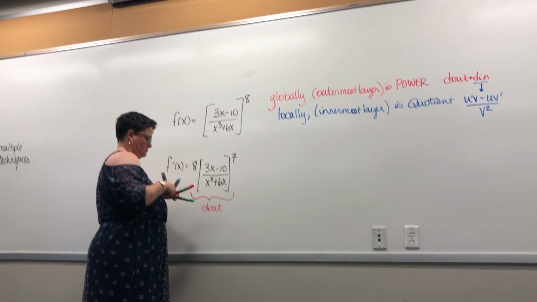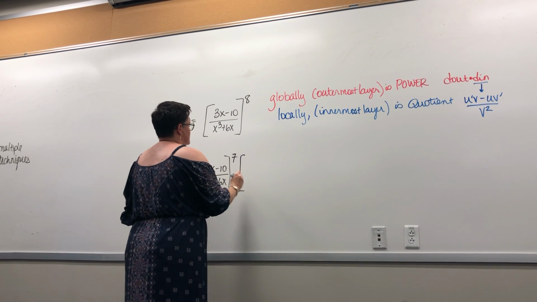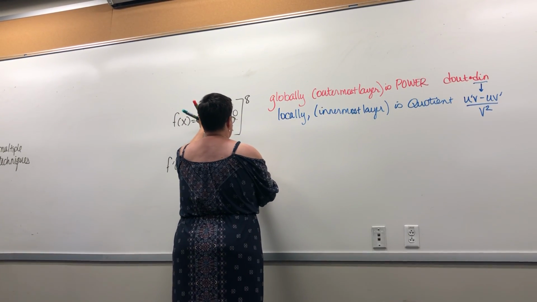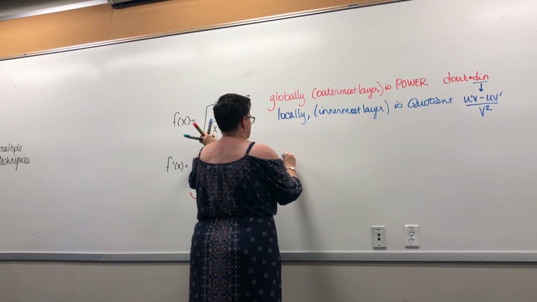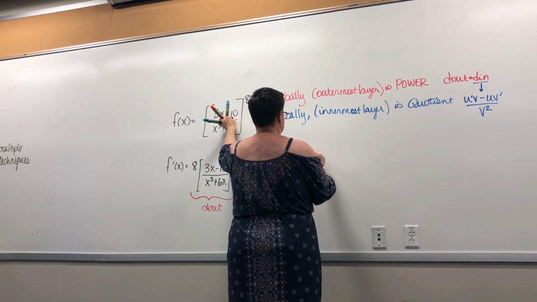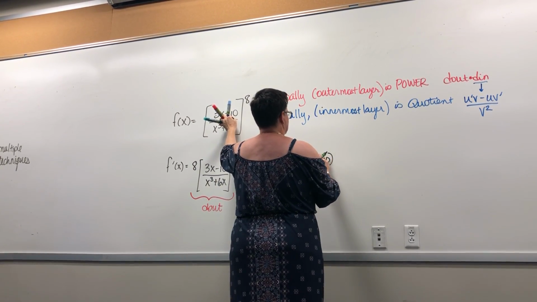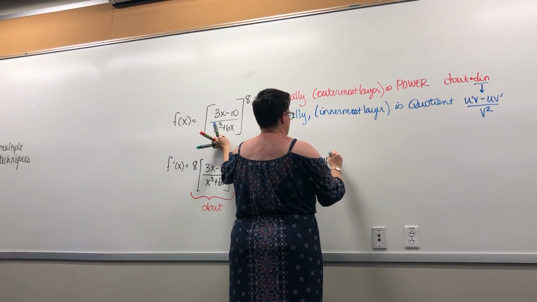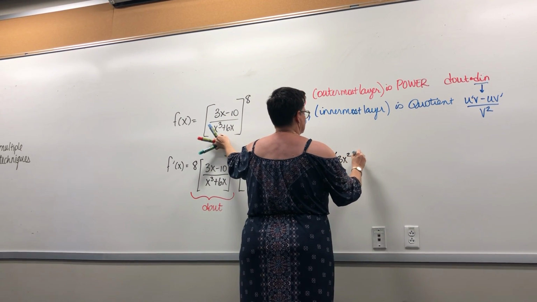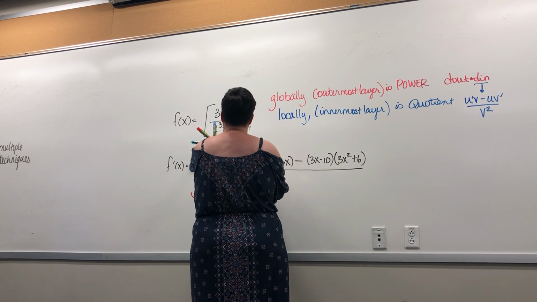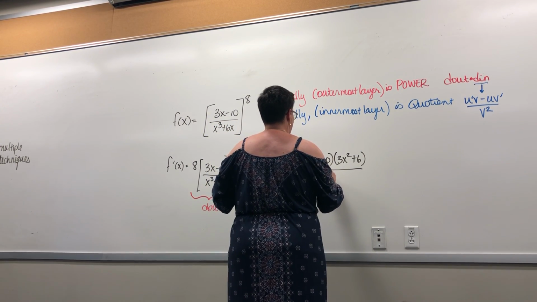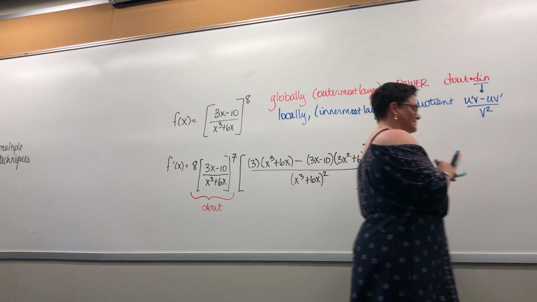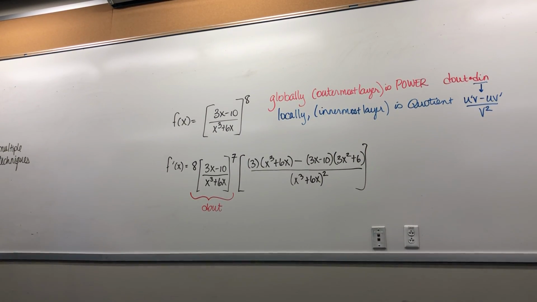And so the quotient rule is u prime, get ready guys, times v minus u times v prime over v squared. I'll let you guys stare at that for a second.